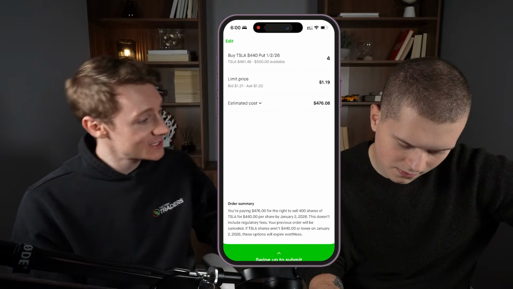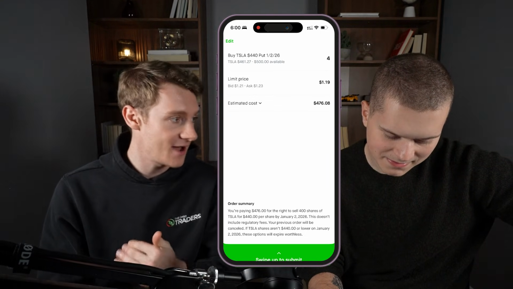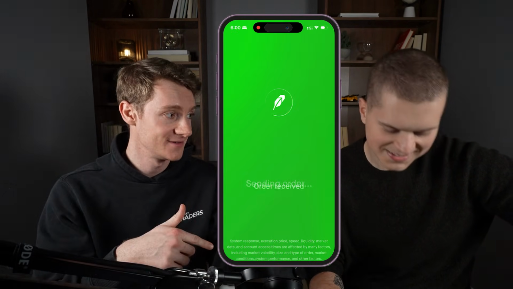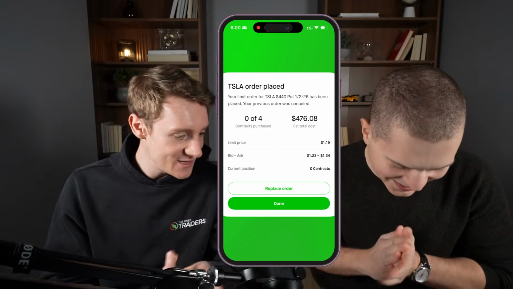Oh, see, the contract's value is going up. So Tesla's going down right now. Even though we can't see it, it's going down, because those contracts are getting more expensive. I should have filled. See, never sweat the entry.